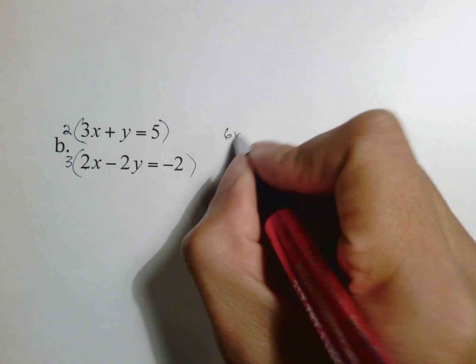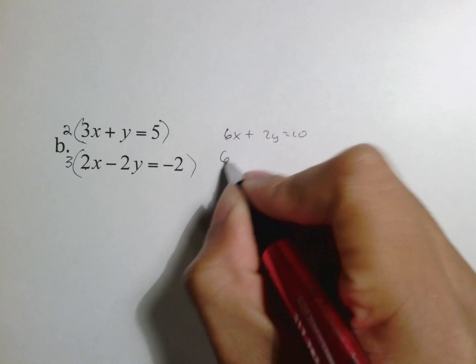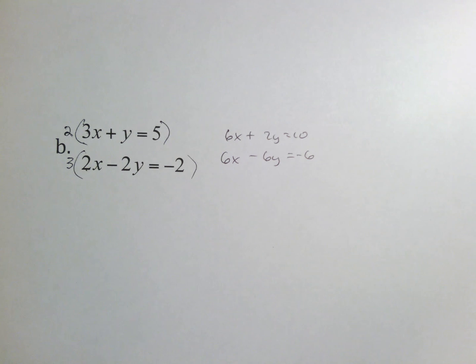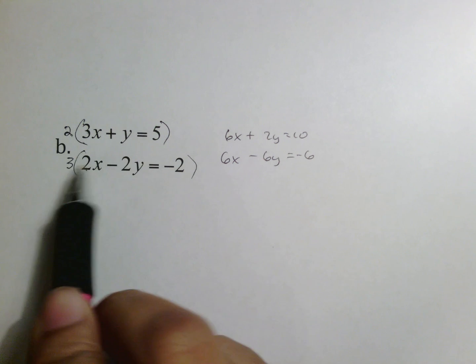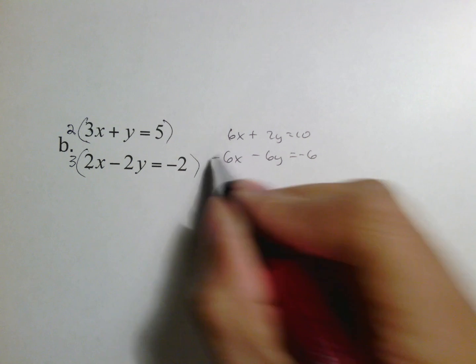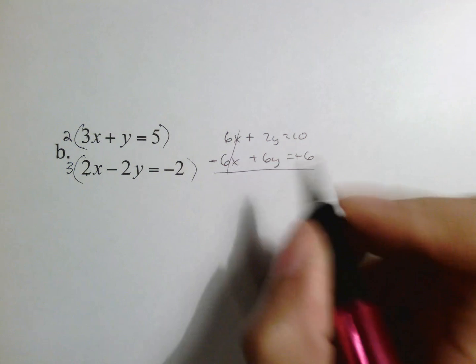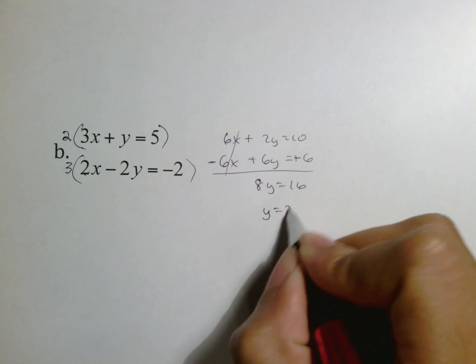Notice either way that we do get a 6x plus 2y equals 10, and we get another 6x, which is good, minus 6y equals negative 6. So again, 6x, 2y, 10, 6x, 6y, 6. Almost ready to go. All we have to do is switch our signs over and combine our terms. So this goes away, giving me 8y is equal to 16, which means that y is equal to 2.